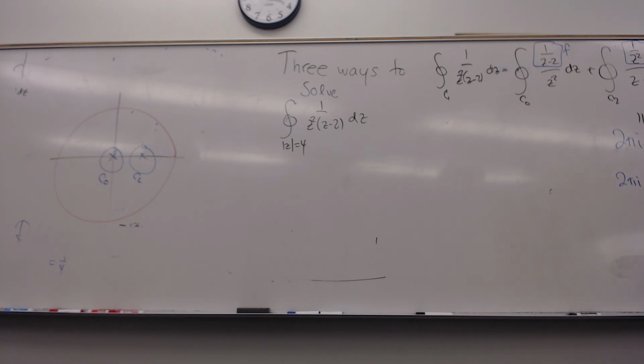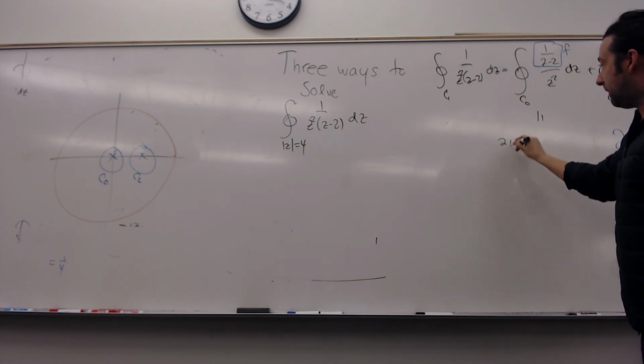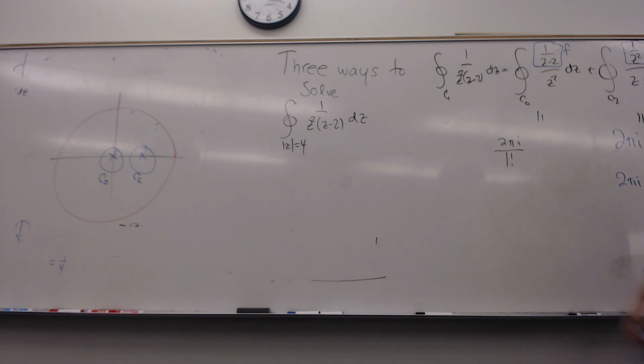That was easy. How about the other one? Ah, but there's a z squared in the denominator. What am I going to do? Oh, the Cauchy integral theorem for derivatives. So what is this one equal to then? 2 pi i over 1 factorial, because this is the first derivative formula. So we're going to use the Cauchy integral theorem for derivatives here. 2 pi i over 1 factorial f prime at 0.